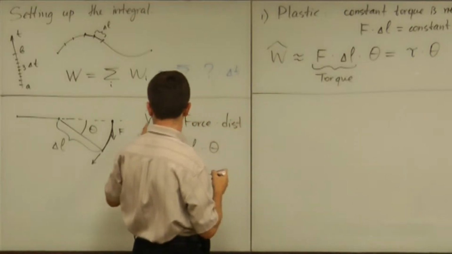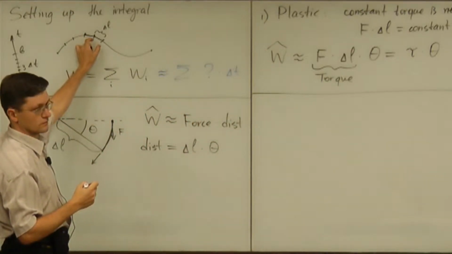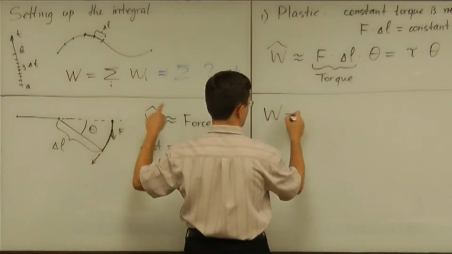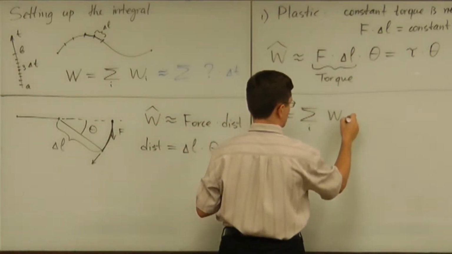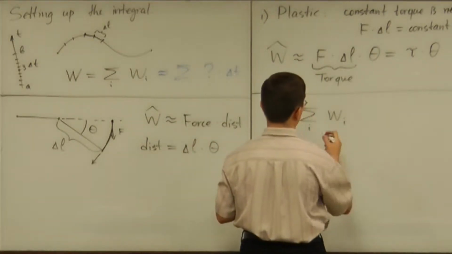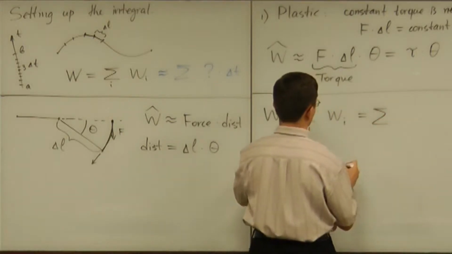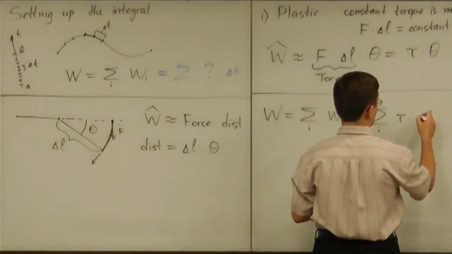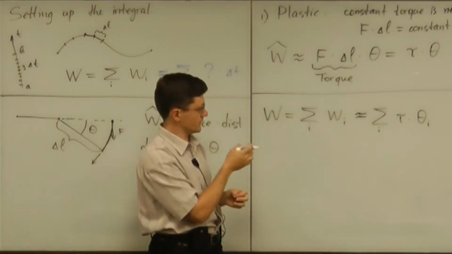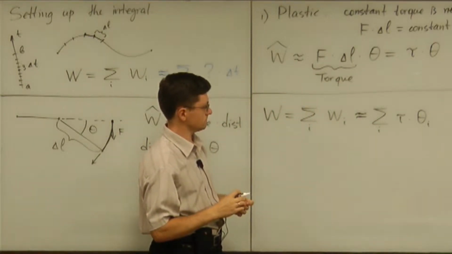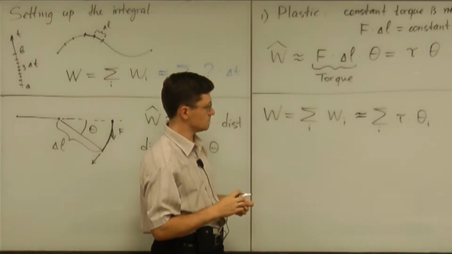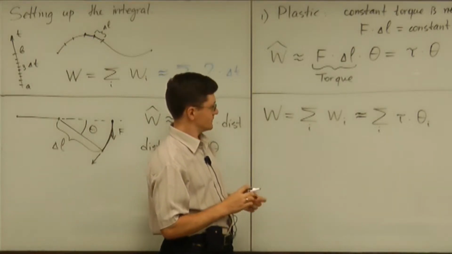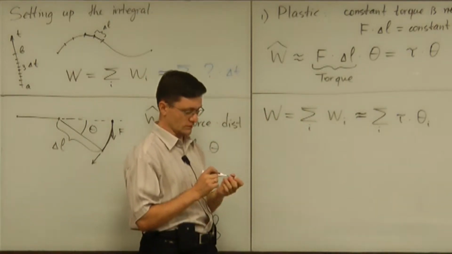If that is what the work needed for the local binding, we can add them up and say globally the work is the sum over all i's of those local works, and those local works are approximately some constant tau multiplied by the respective angle theta i. But you know that there is a problem. That is not in the form we need.